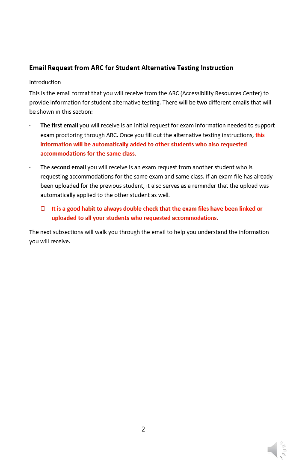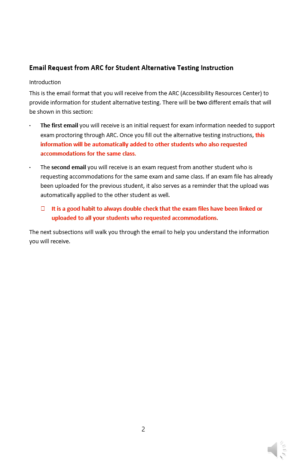Faculty members will receive one of two different emails from the Accessibility Resources Center, or ARC, when a student requests to take an exam using our approved accommodations. The first email is sent when the very first student in a course submits an exam request. This email directs faculty members to complete the Alternative Testing Instructions template. Once completed, these instructions are automatically applied to future students requesting accommodations in the same course.